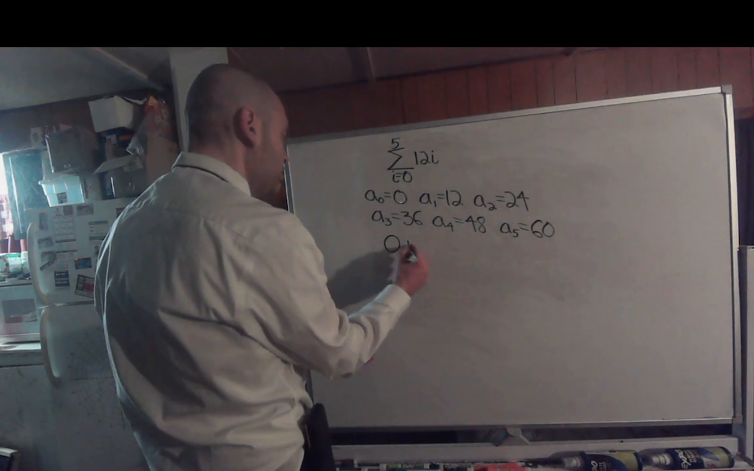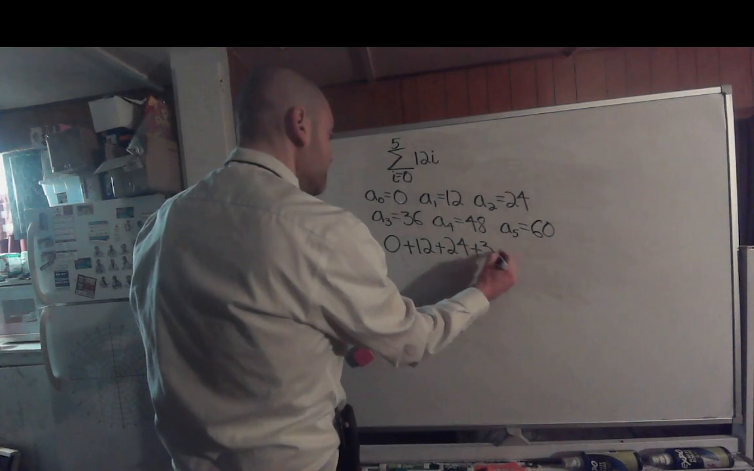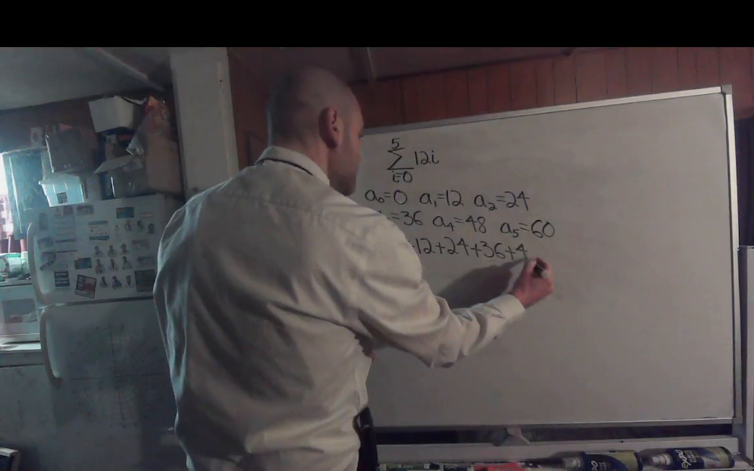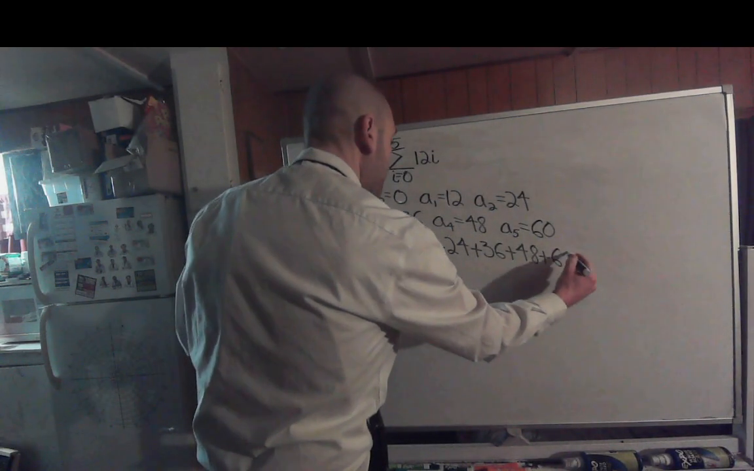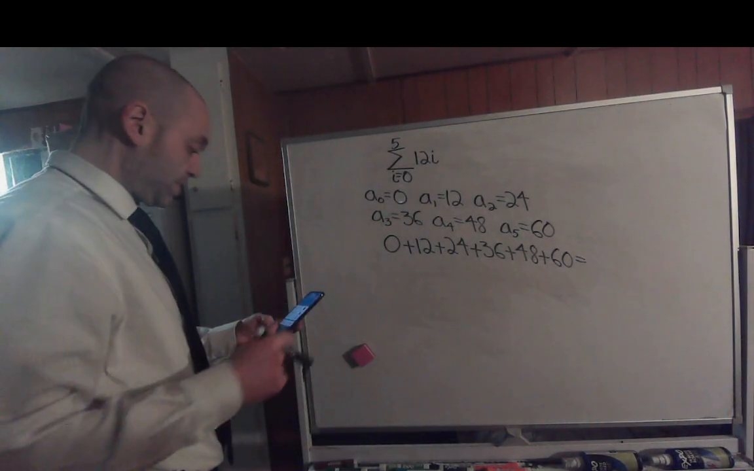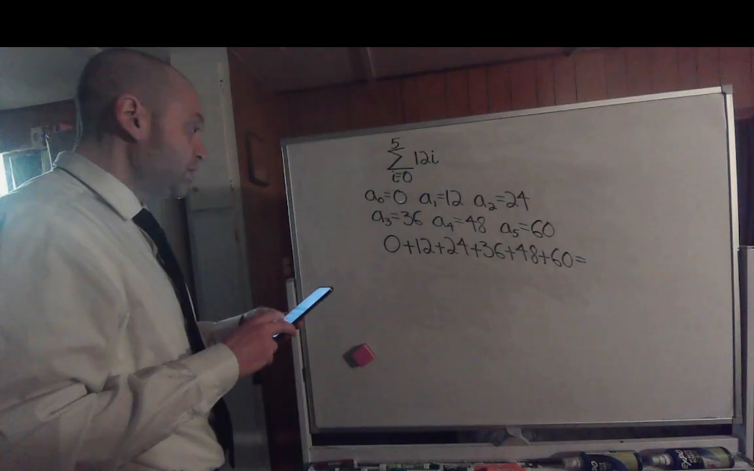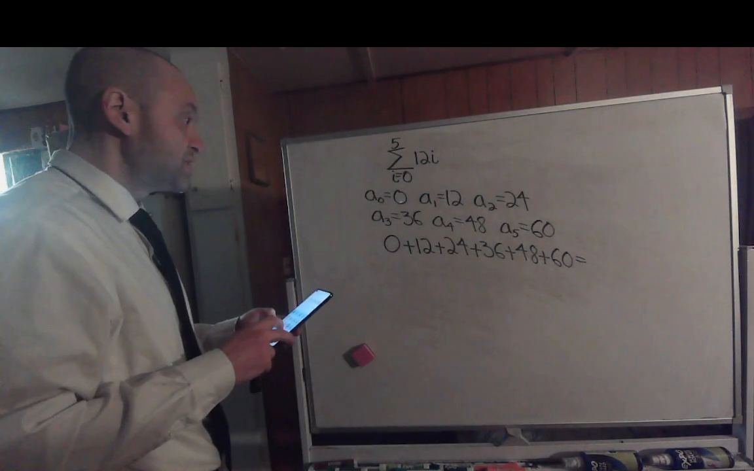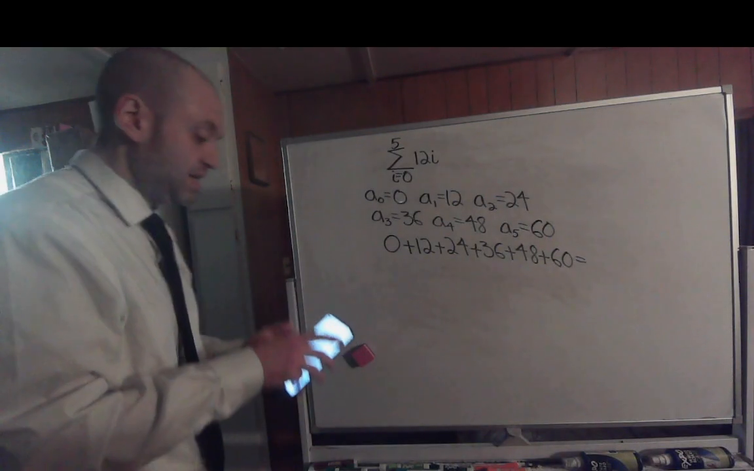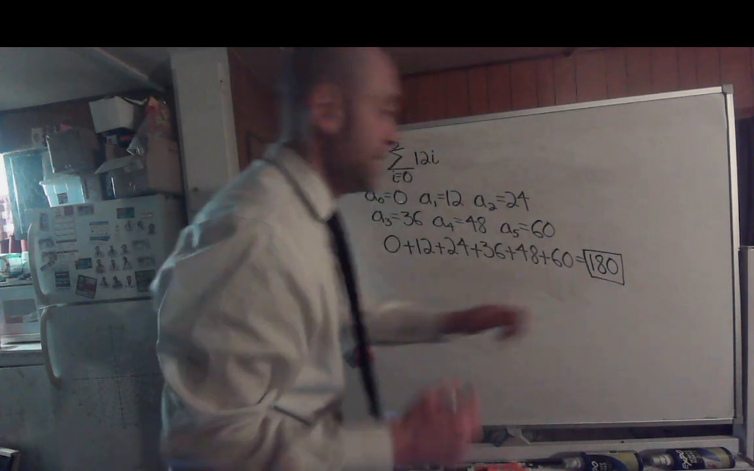So you'll take 0 plus 12 plus 24 plus 36 plus 48 plus 60, and we should get another finite answer. Alright, so 12 plus 24 plus 36 plus 48 plus 60. I should end up getting 180. So the sum of this series would in fact be 180.